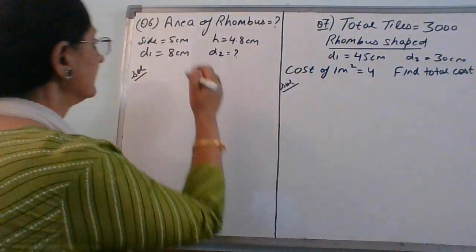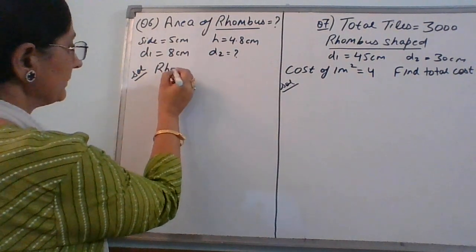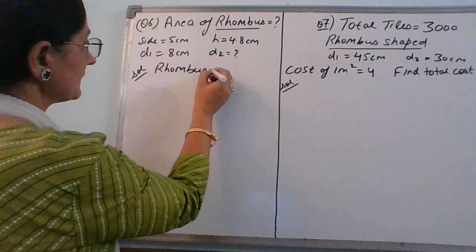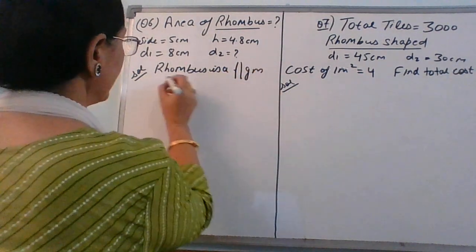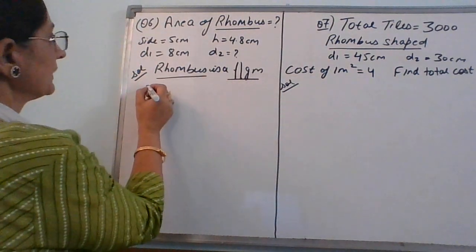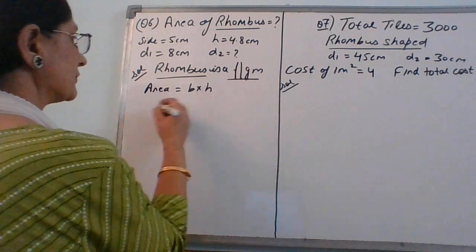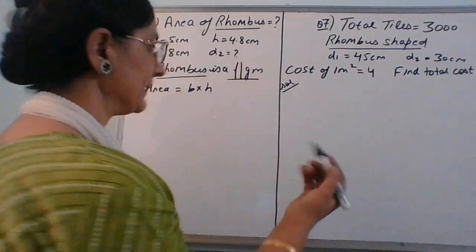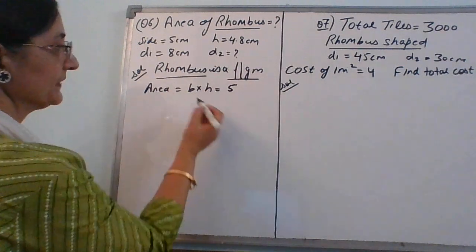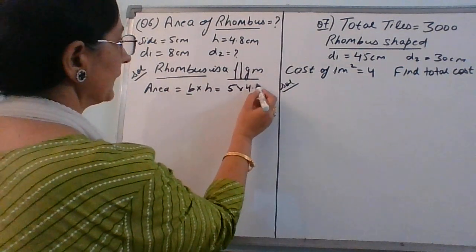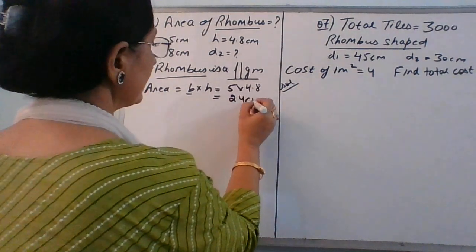Now, since a rhombus is a parallelogram, right? I'm writing in short, parallelogram. Rhombus is a parallelogram only. So the area of a parallelogram is base into height. So we can calculate the area of the rhombus also by base into height. So what is base? Base means side, all sides are same. So base is side and height is 4.8. If you multiply, you will get 24 centimeter square.